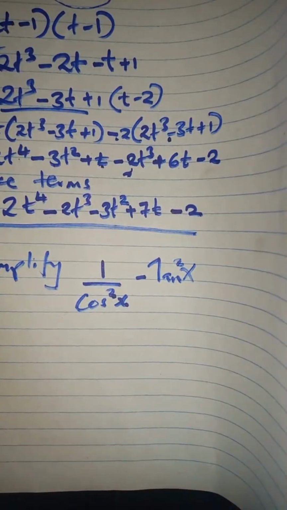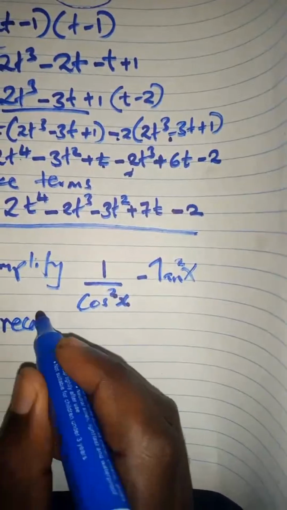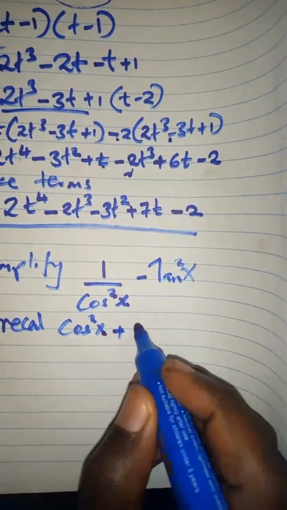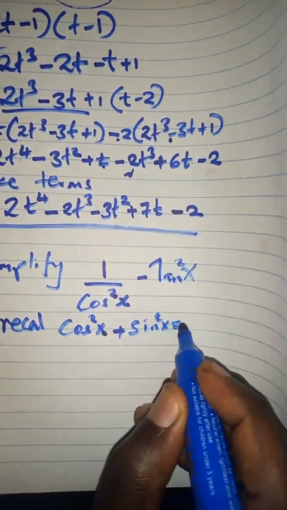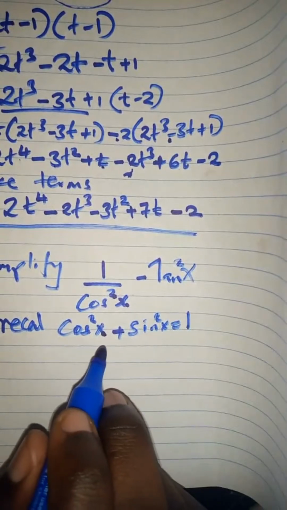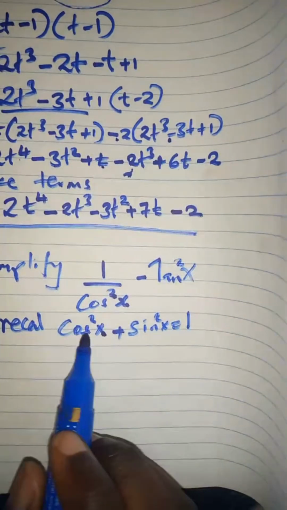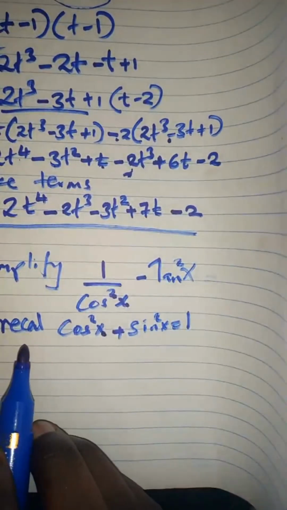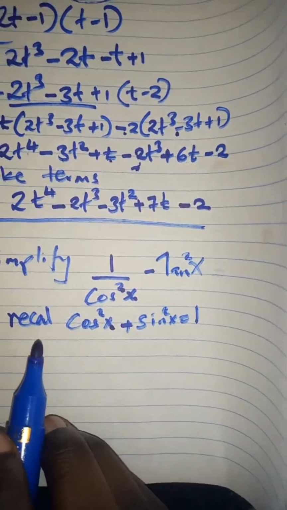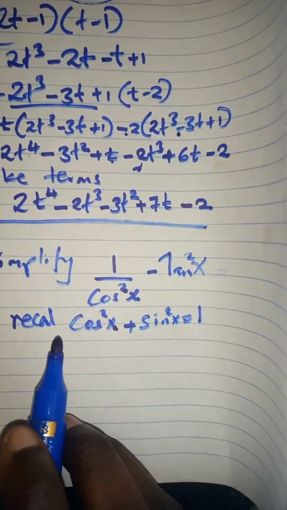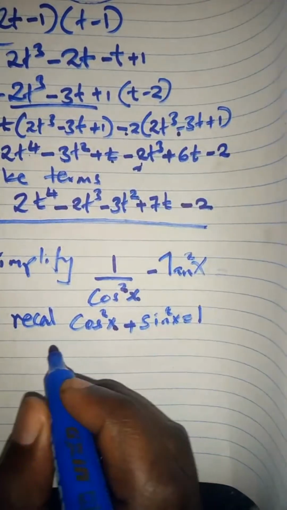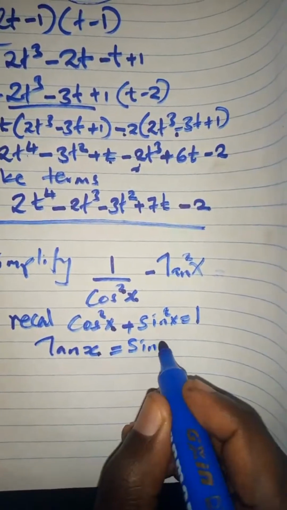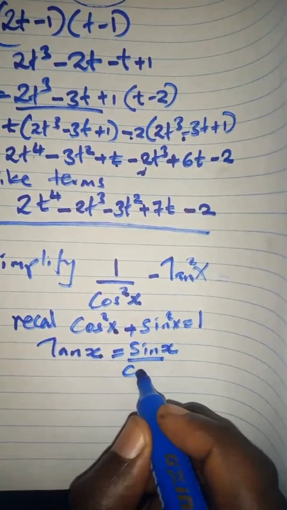So this problem requires you to remember or recall that the cos squared of x add the sine squared of x should always give us 1. Then I'm going to use that relationship to simplify this equation. And also recall that the tan of any value x is the same as the sine of that x over cos x.